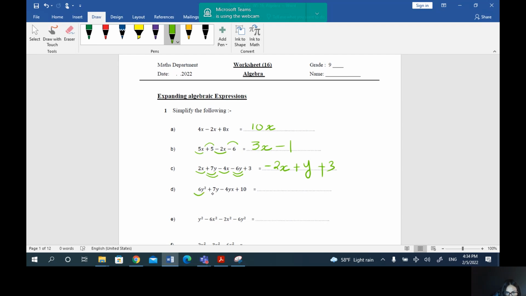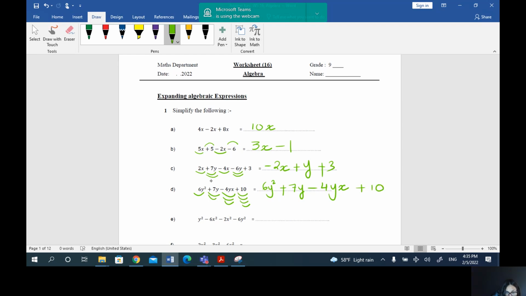6y squared, there is no like term to 6y squared, so I'm just going to write it here as is. 7y is not a like term to 6y squared, and there is no like term to 7y, so I will just write it here. Minus 4yx, there is no other yx, so I will just write it here. Plus 10, there is no other term like plus 10, so I will just write it here.